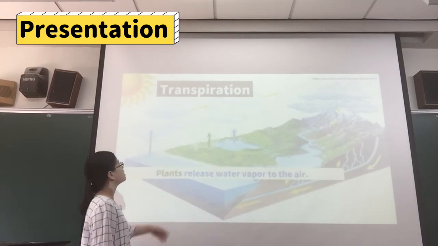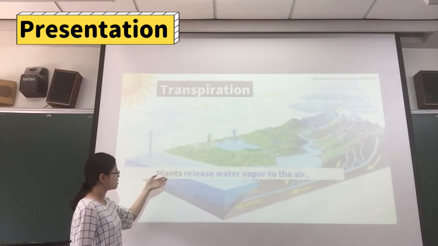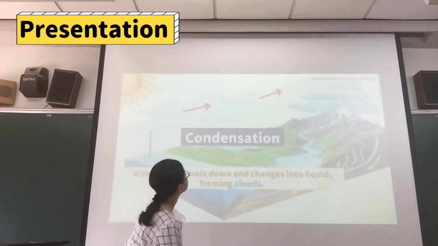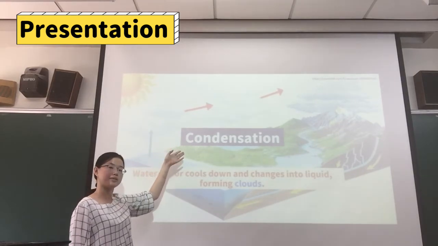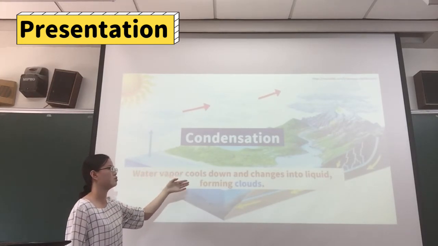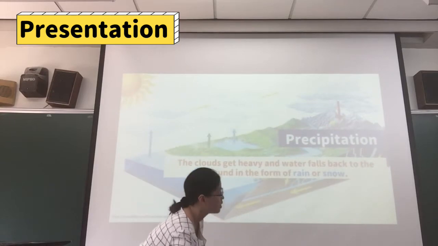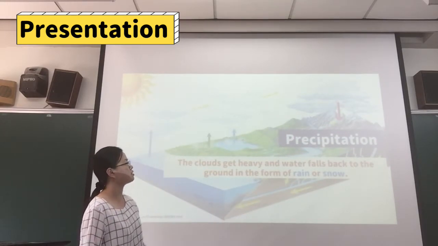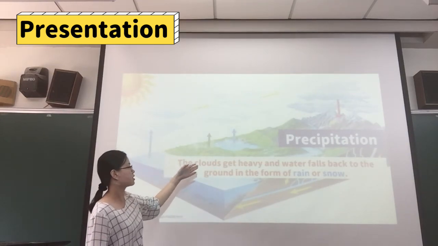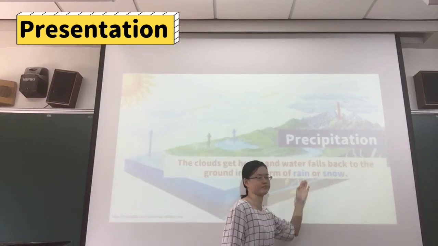Next is transpiration. Transpiration is when plants release water vapor into the air. The third one is condensation. Condensation is when water vapor gets cooled and changes into liquid, forming clouds. The next one is precipitation. Precipitation is when the clouds get heavy and water falls from the sky as rain or snow.